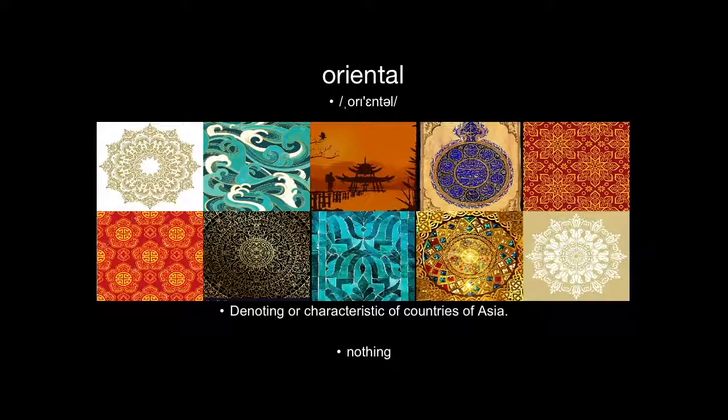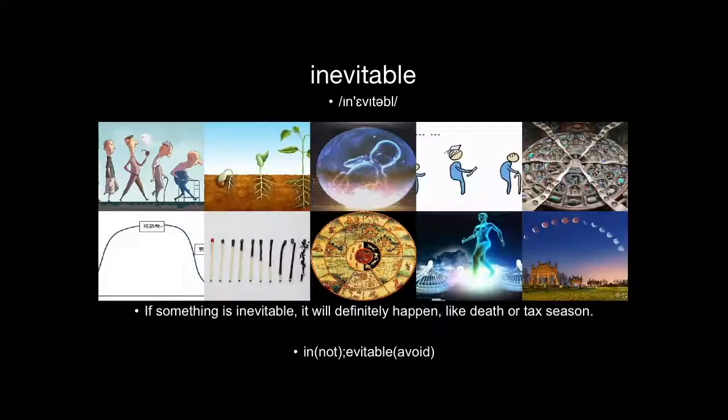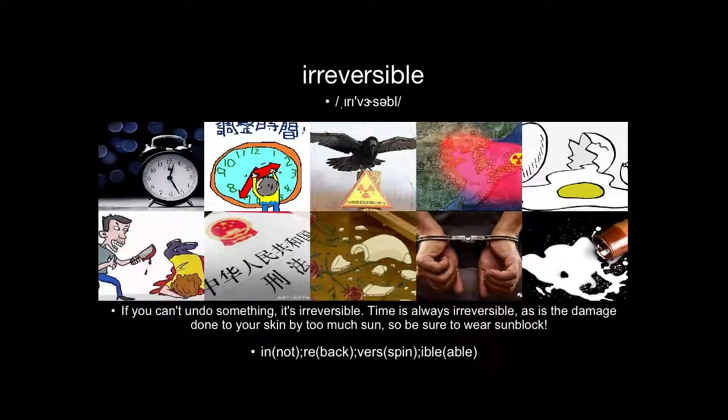Oriental, oriental. Denoting or characteristic of countries of Asia. Inevitable, inevitable. If something is inevitable, it will definitely happen, like death or tax season. Irreversible, irreversible. If you can't undo something, it's irreversible.